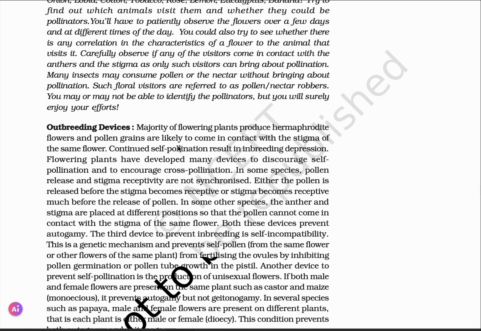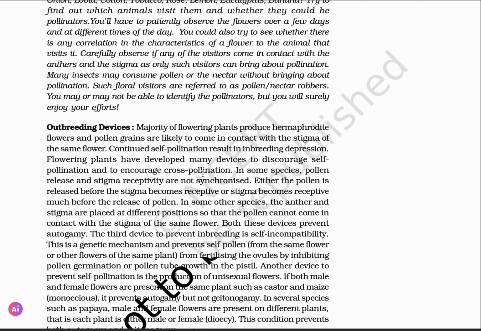The majority of flowering plants produce hermaphrodite flowers, and pollen grains are likely to come in contact with the stigma of the same flower. Hermaphrodite means both the sexes are present on the same flower, and continued self-pollination results in inbreeding depression, which means there are no variations, no resistance to any new disease. And flowering plants have developed many devices to discourage self-pollination and to encourage cross-pollination.